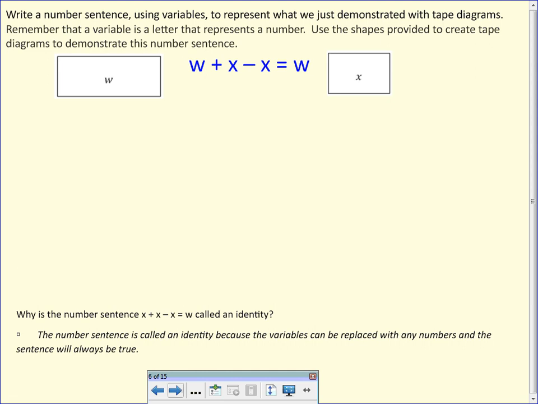But through that whole problem, the value of those variables change in each problem, but it always stays the same in that one problem. Okay, does that make sense? So let's take a look.